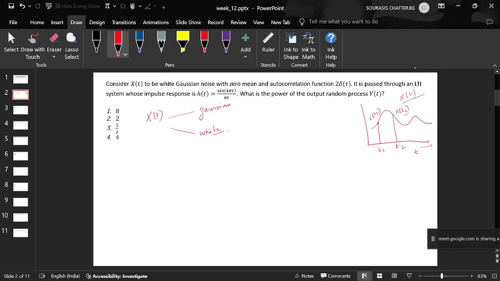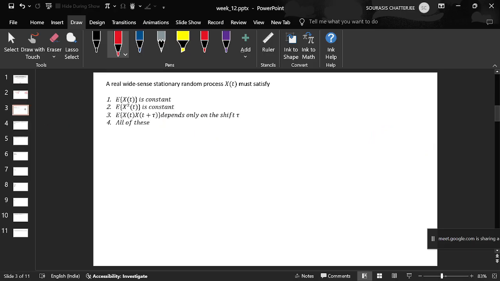So I'd like to focus on the white part. For that I need to, maybe starting from the third question is a good idea. I'll first briefly talk about the wide sense stationary random process. So xt is said to be a wide sense stationary random process. Now this term is important because what does it say?